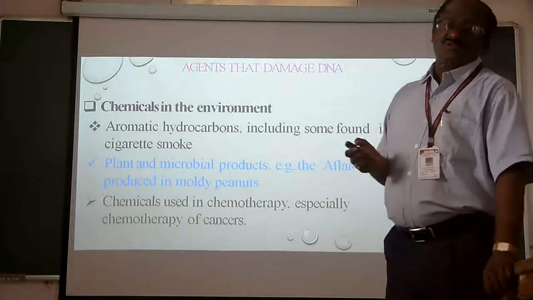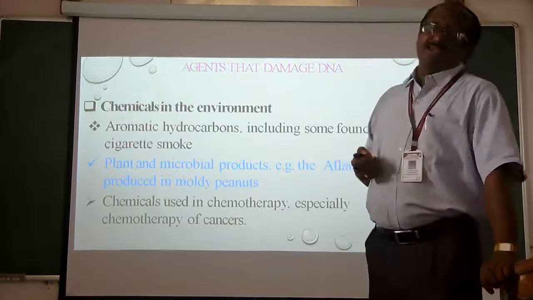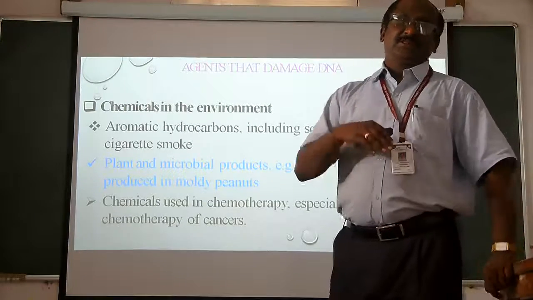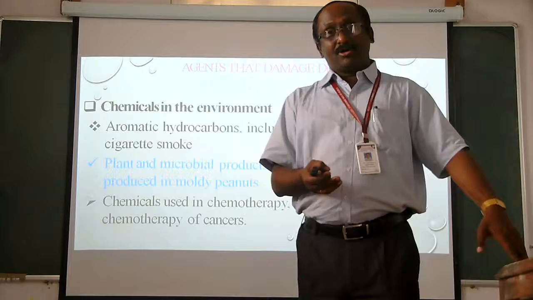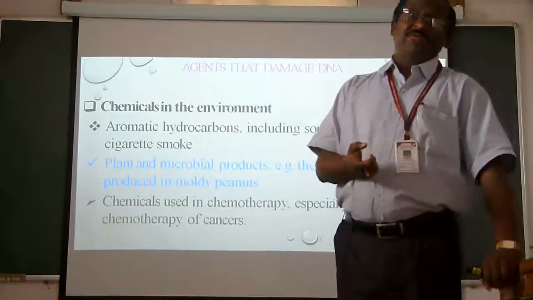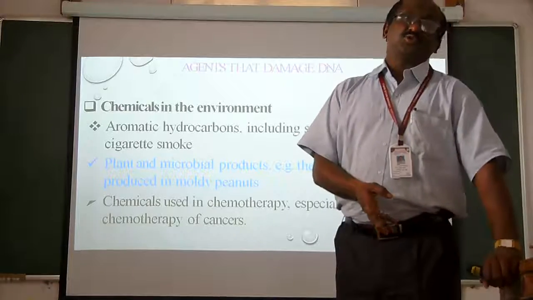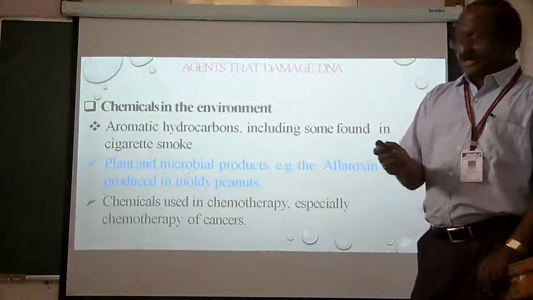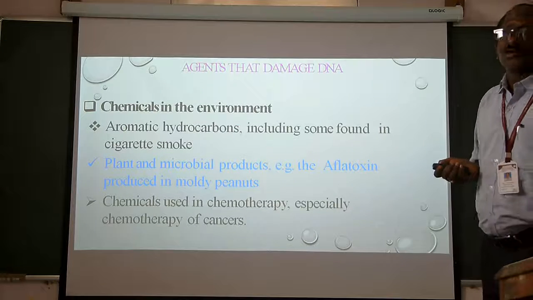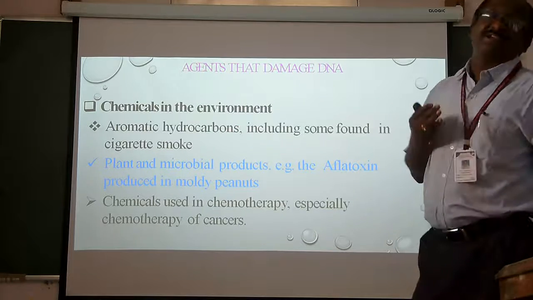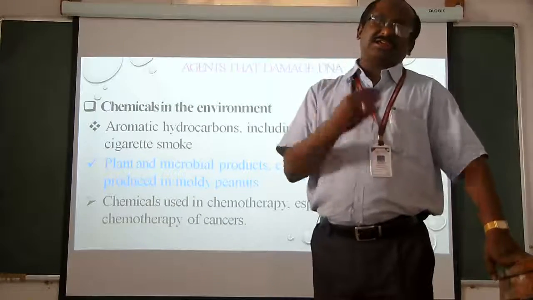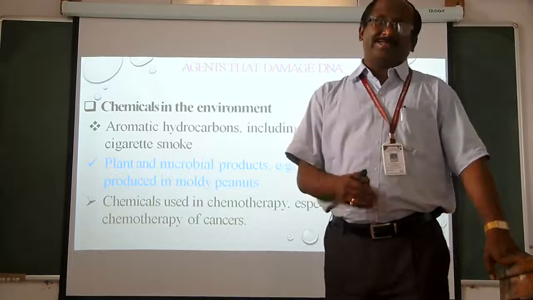The second agent you can see is the chemicals in the environment. Today we are exposed to various chemicals. They may be in the gaseous phase, or sometimes we are used to body sprays, which can also lead to damage of the DNA. They are either aromatic hydrocarbons, including some of the cigarette smoke also. Just merely smoking a cigarette and the smoke which is released may also cause damage to the DNA.